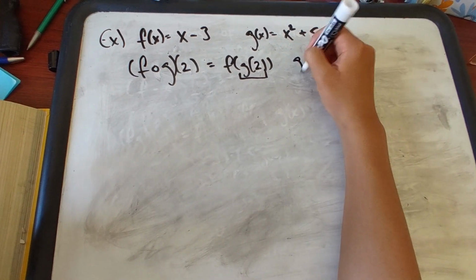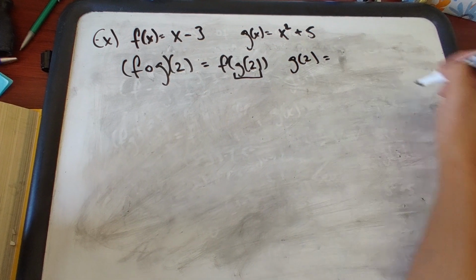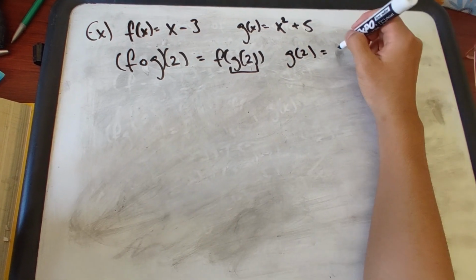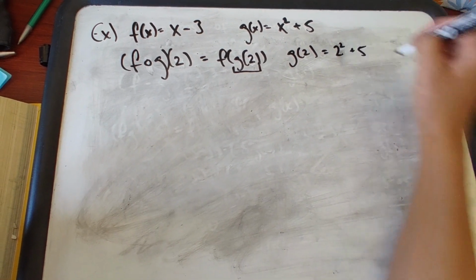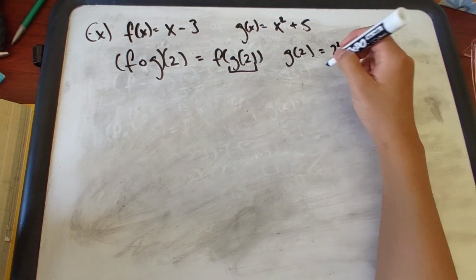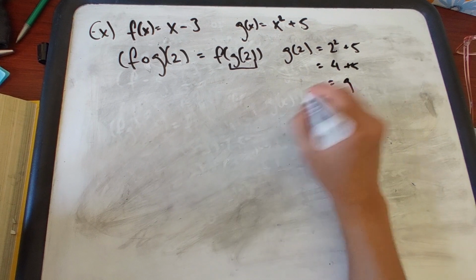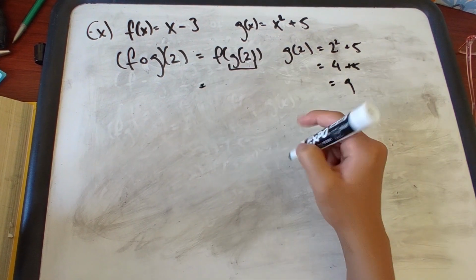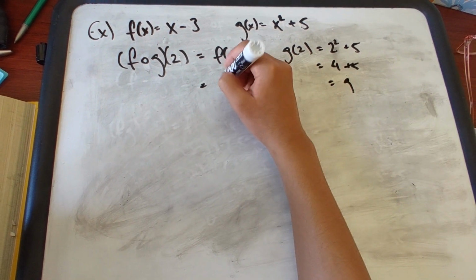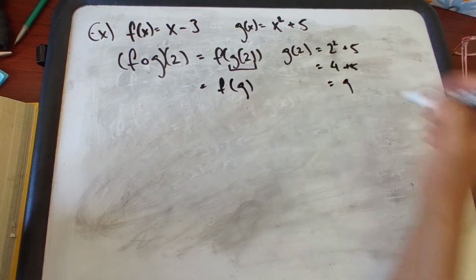So let's solve for g of 2 first. G of 2 is going to be 2 squared plus 5 when we substitute in 2 for x. That'll be 4 plus 5, which is 9. So now that we know g of 2 equals 9, we can substitute it back into the original equation. So it'll be f of 9.